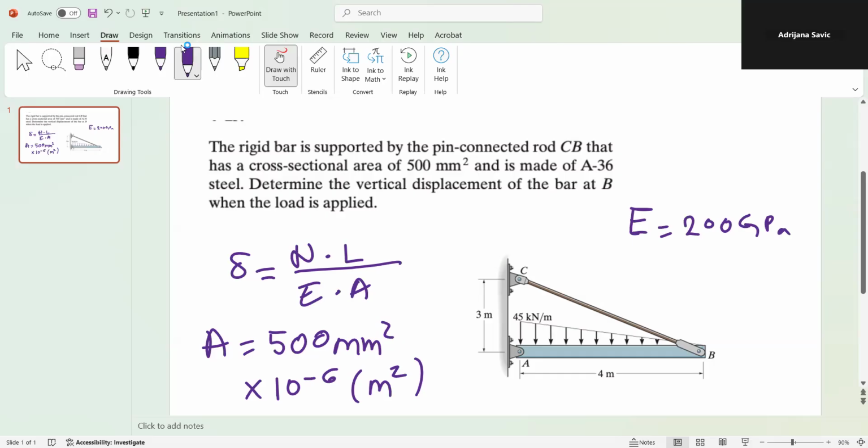We need to determine the vertical displacement of the bar at B when the load is applied. So you have a distributed load of 45 kilonewton per meter, and we have the length of the bar BC. Since we have a 3, 4 triangle, our diagonal has to be 5 meters. So we have length, modulus of elasticity, and area. What we don't have is the force from B to C or C to B.